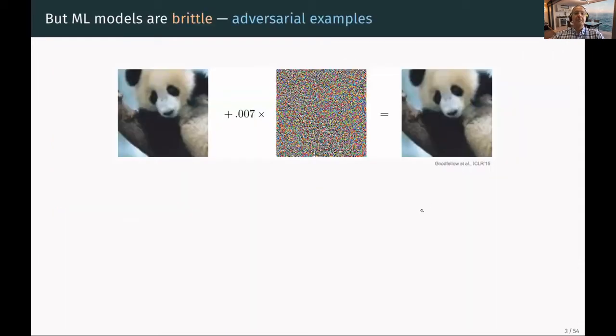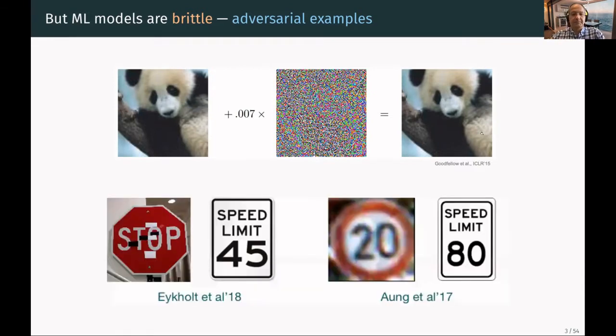At the same time, people now accept that machine learning models are brittle, meaning fragile, and a very well-known example are adversarial examples. So I think this was the first example of an adversarial example. You have a picture of a panda, and it was classified correctly by a neural network as a panda. You put a little bit of noise on top of the image, and the classifier now says it's a gibbon, even though for us human beings, it's still a panda.